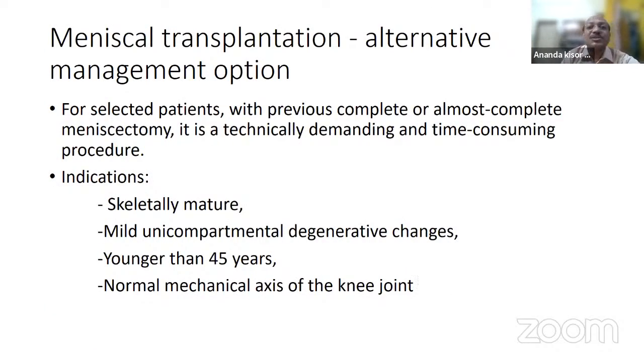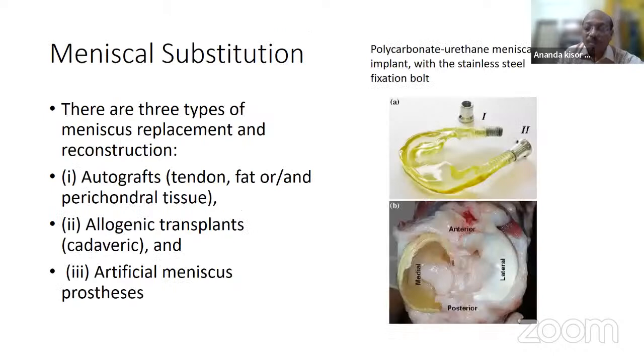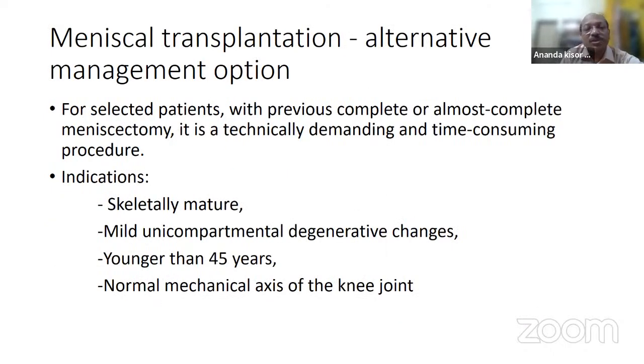Now, meniscus transplantation is an alternative management option because it can be used for selected patients with previous complete or almost complete meniscectomy. It cannot be used for all patients, because only selected patients and selected indications can be used, like those who are skeletally mature and younger than 45 years. These subjects can be selected for this treatment with mild unicompartmental degenerative disease, but with a normal mechanical axis of the knee joint. So these are the ideal candidates for meniscal transplantation.